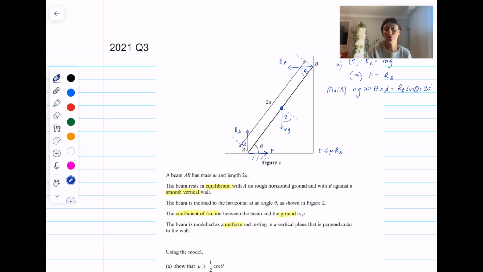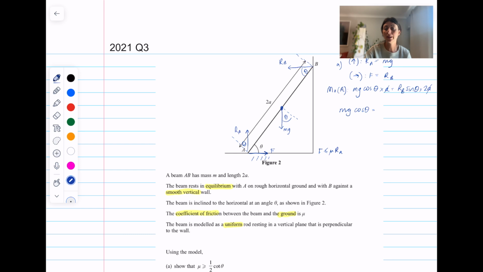From this, we can cancel the A's. And I know I want a cot theta in my answer, so we can divide both sides by sine theta using our trigonometric identities. I also want mu in our answer, and we do know something about mu in relation to F from our inequality.